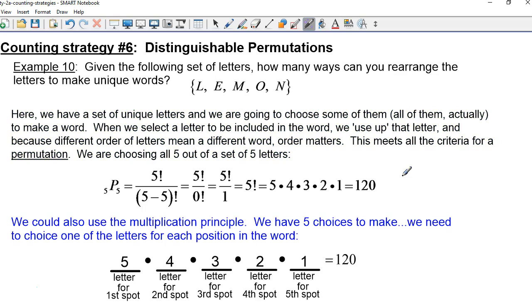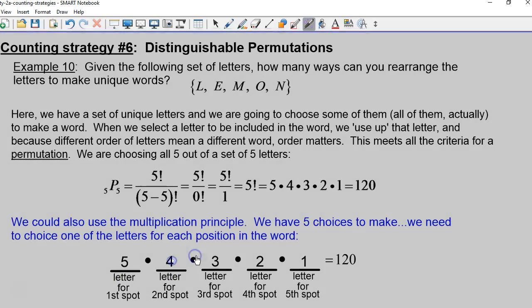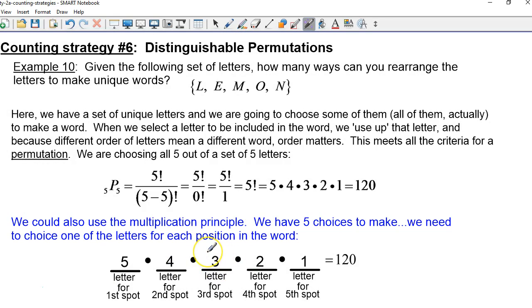We could also have used the multiplication principle. We have 5 choices to make. We have to pick the letter for the first spot, the letter for the second spot, and third spot, and fourth spot, and fifth spot. All 5 letters are initially available for choice, right? But once we choose a letter, there's only 4 left to make the second choice. The third letter can be chosen from the remaining 3, and so on, and we multiply those out. That also gives us 120. So either from permutations or from the multiplication principle, we can find that there's 120 ways to rearrange the letters in the word lemon.